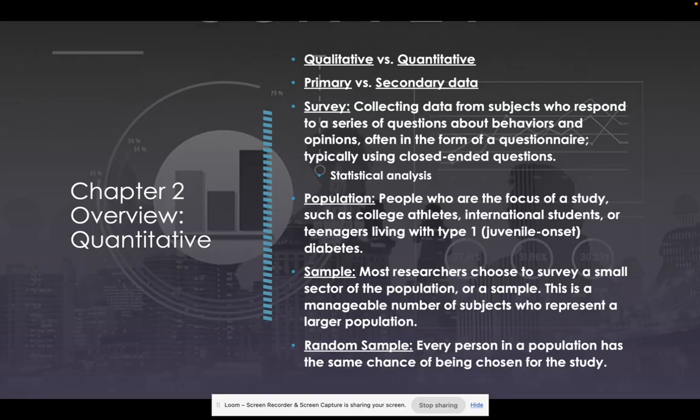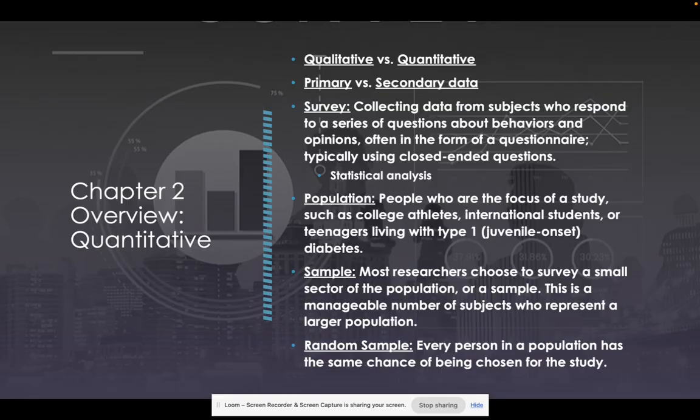For example, if you want to collect survey data from every single person living in the United States, that would be so overwhelming to try and get every single person in our country to respond and then inputting all that data, analyzing all that data. It would be a huge time commitment. So oftentimes social scientists draw a sample.